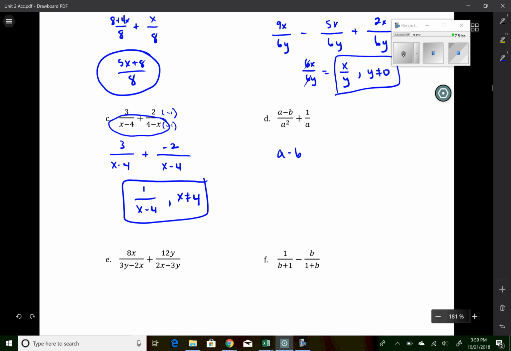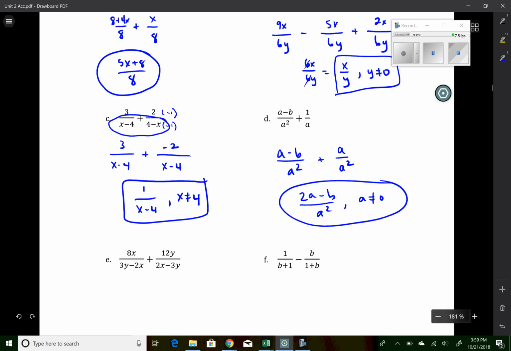For the next one, my least common denominator is a squared. Add up what you got. So I got 2a minus b all over a squared, and a can't be 0. That one was an easy one.